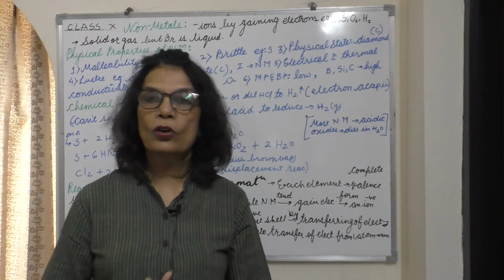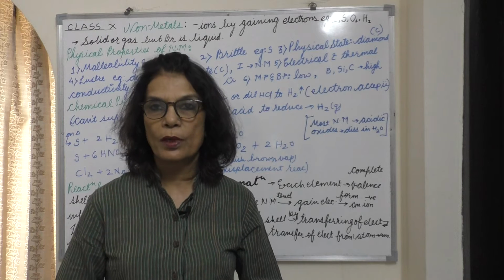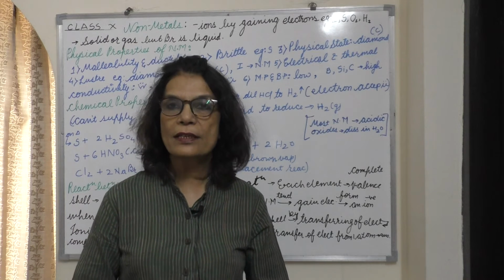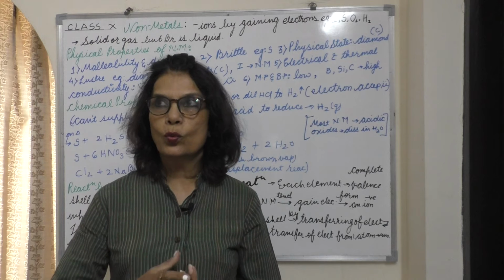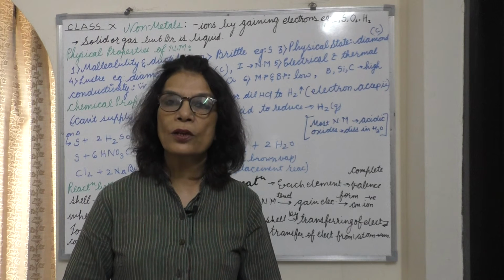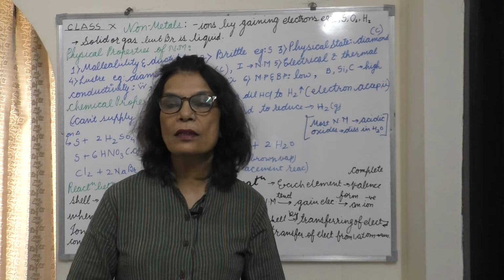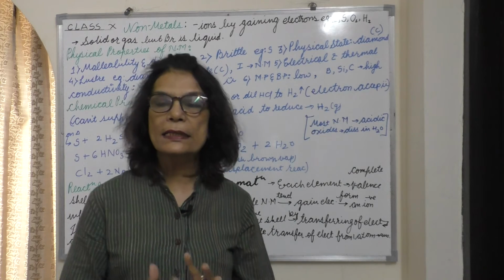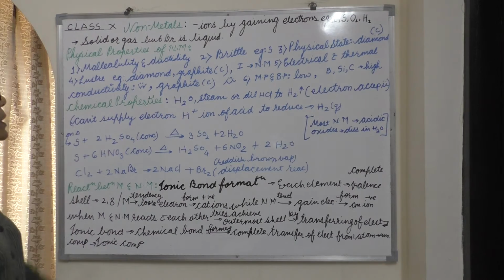All the non-metals exist either in solid form or in gaseous form, but there are some exceptional cases. Bromine is a non-metal which we get in the form of a liquid. It is exceptional. Coming to the physical properties of non-metals.